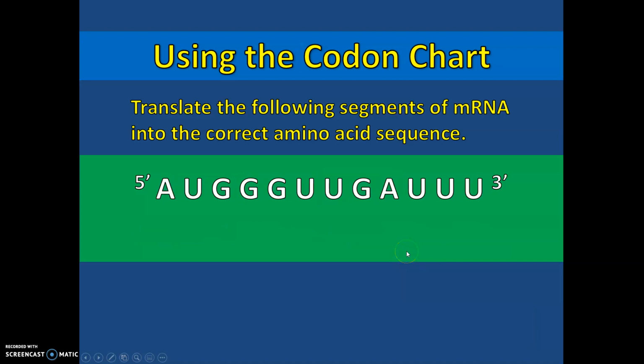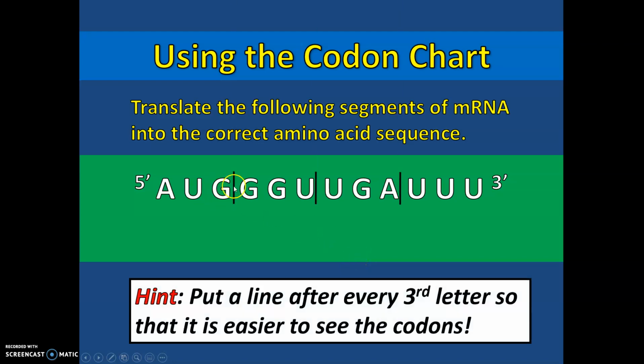So now we're going to code again. Again, we put our lines after every third letter, and then we code. So AUG will give us methionine, GGU will give us glycine, and then UGA gives us a stop. So that stop means that we stop making our protein. The codons after that do not matter.